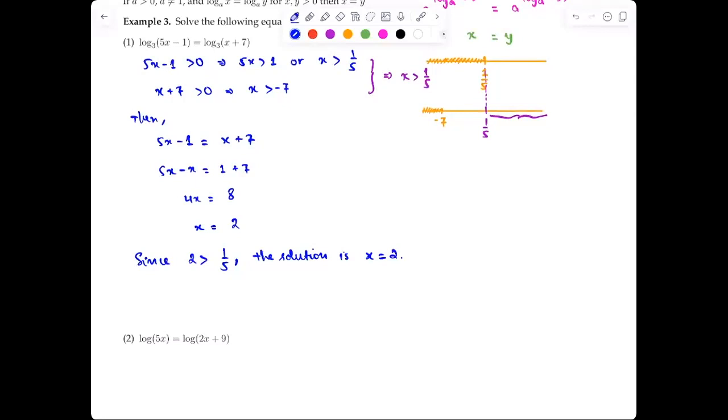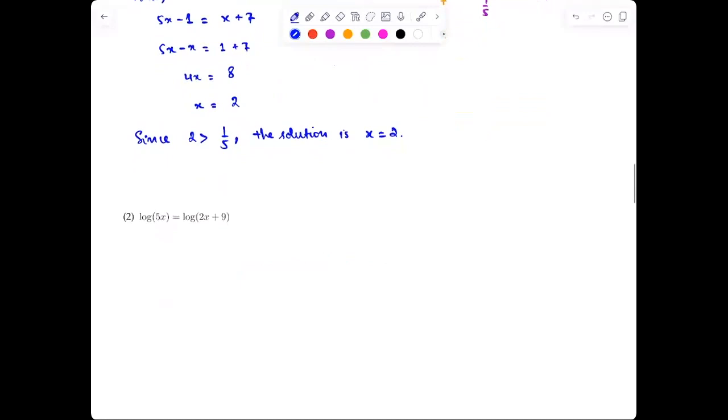Now for the second example, again, you have an equation of the form log of 5x equal to log of 2x plus 9. The first step is to find the domain of the functions. So 5x greater than 0, or x is greater than 0. And you have 2x plus 9 greater than 0, or 2x greater than -9, or x is greater than -9/2.